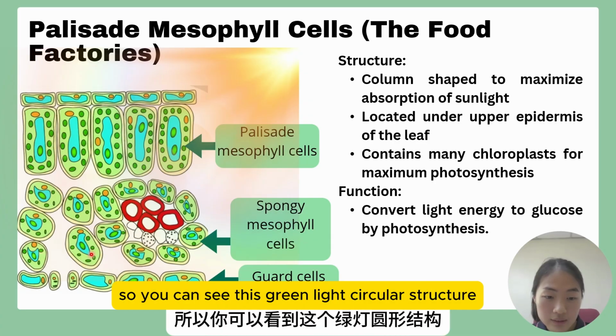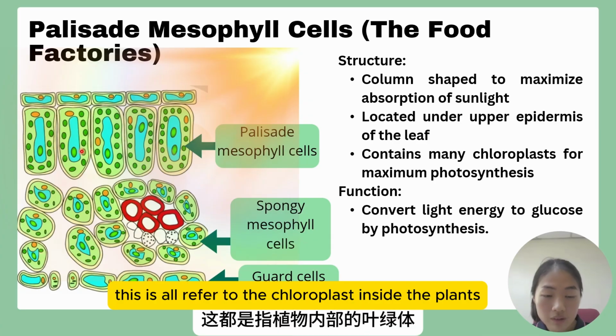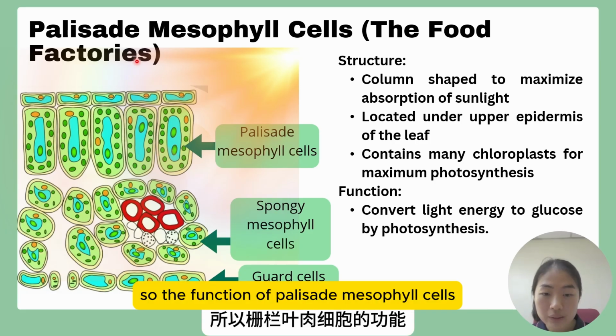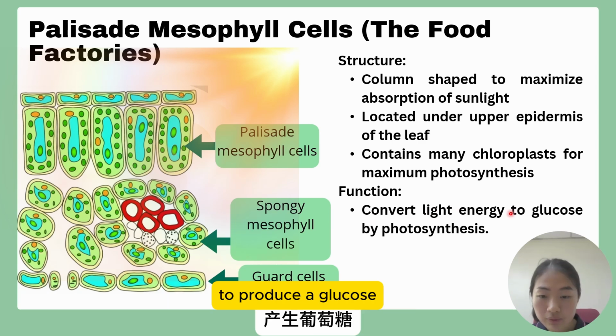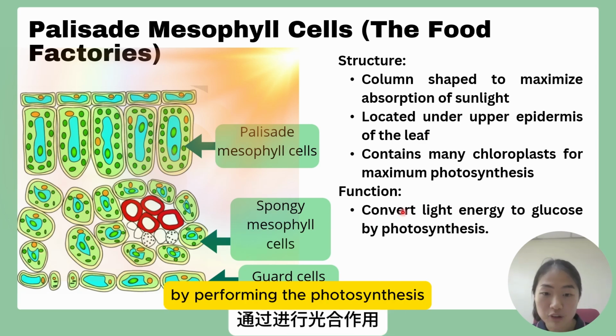So you can see these light green circular structures, right? These all refer to the chloroplasts inside the plants. So the function of the palisade mesophyll cell is to convert light energy to produce glucose by performing photosynthesis.